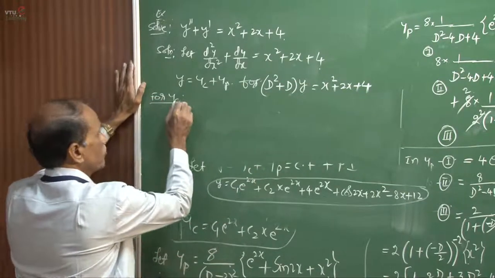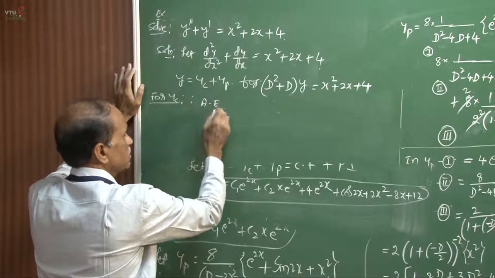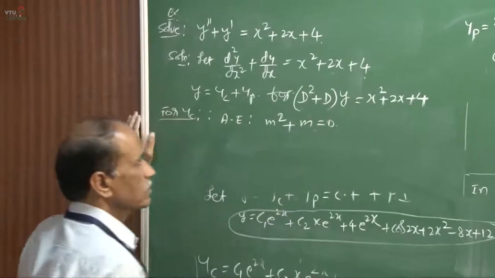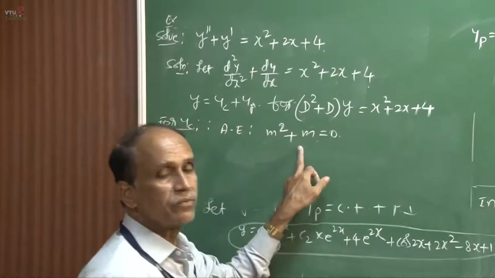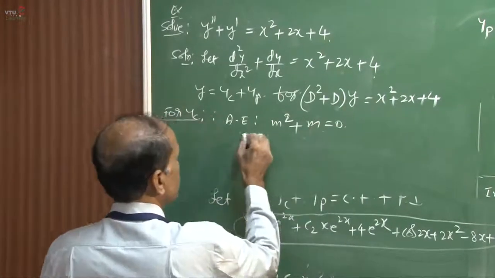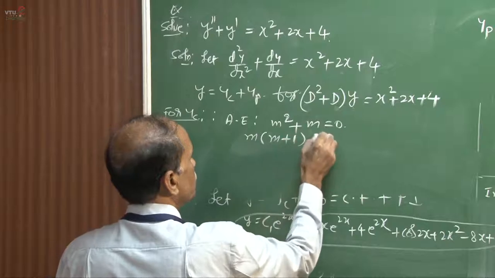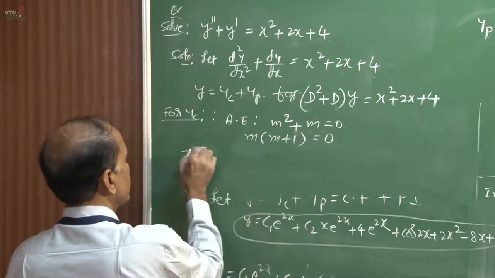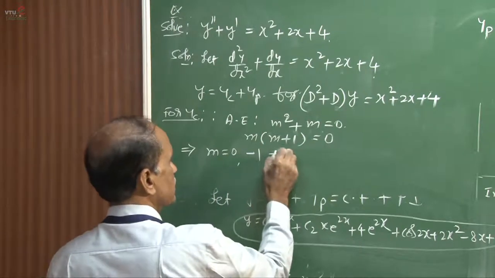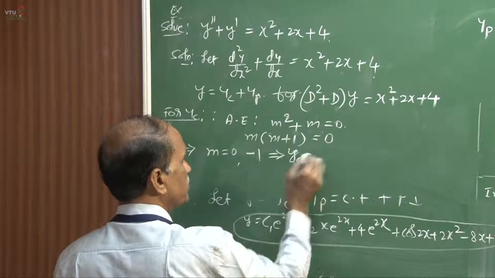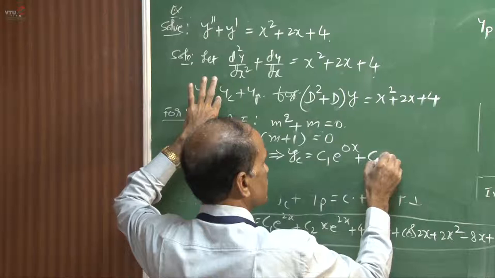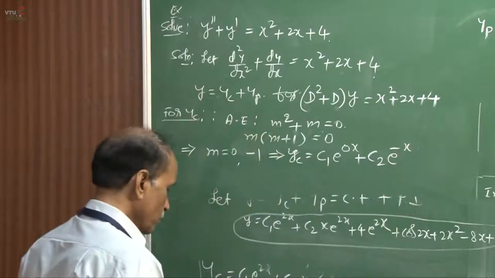Okay, so now for yc, the auxiliary equation. What is that auxiliary equation? m square plus m equal to 0. M square plus m equal to 0 means in place of d square you are writing m square, then in place of d you are writing m. Therefore, m into m plus 1 equal to 0. That implies m equal to 0 and m equal to minus 1. This implies yc, that is complementary function, is equal to c1 e to the power 0 into x plus c2 e to the power minus 1 into x.